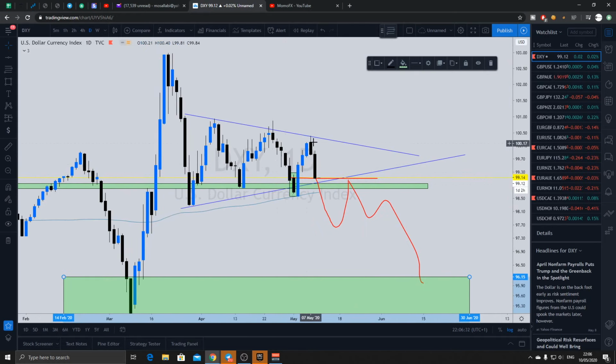All it did was create a leg higher, which forced GU and EU to come down. And then what did it do? Boom. Touched this trend line, found dynamic resistance around this area, and it's dropping here.